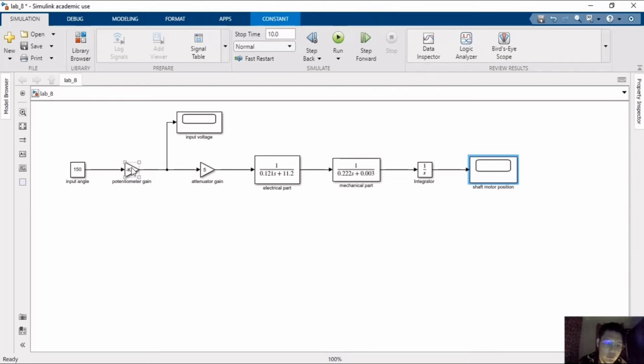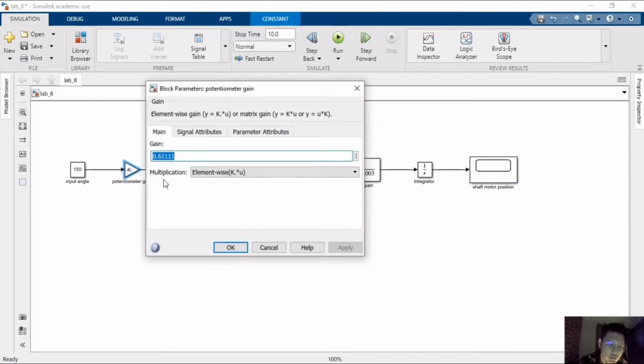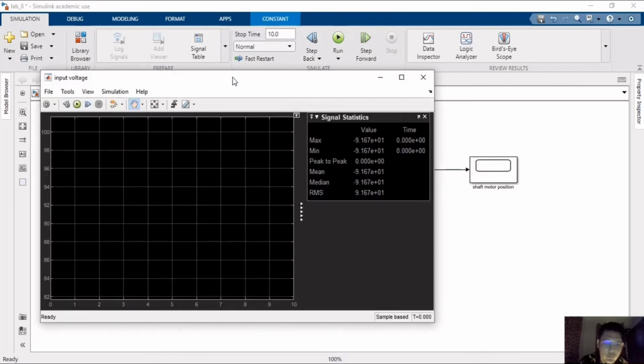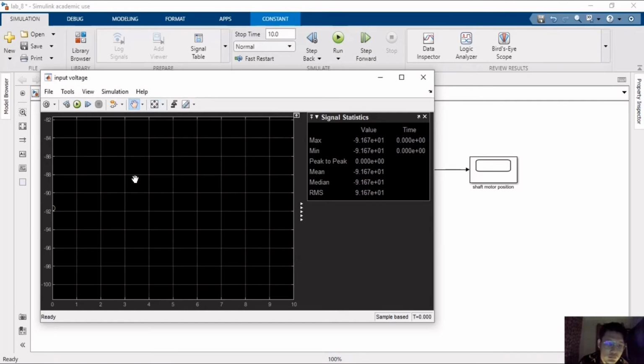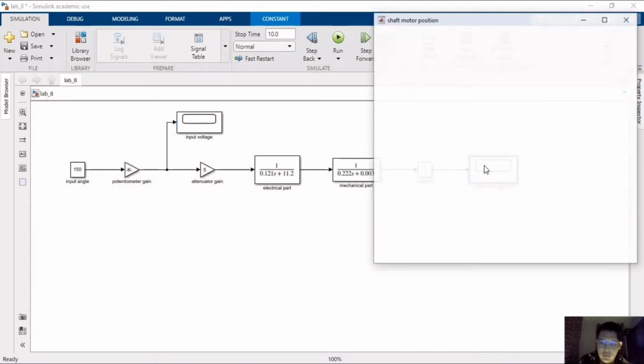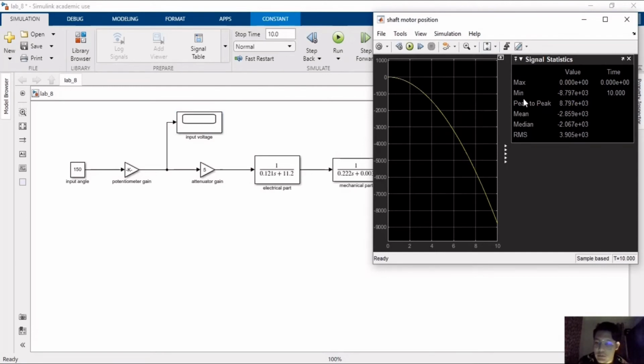Okay, when the potentiometer gain changes direction to anti-clockwise, then we run the simulation. As we can see, the input voltage becomes negative, which is negative 9.167. Also for the shaft motor position, the value becomes negative, which is negative 8.797.